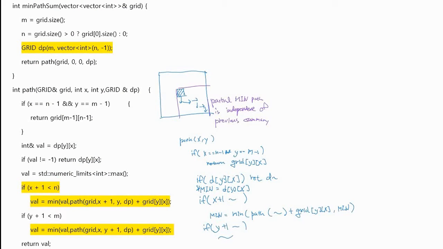Okay, let's see the code. This is the implementation of path function. As you can see, the path function is called recursively for the right side and the downside, and the memoization technique is used using the dp array, which is a two-dimensional array indexed by y and x. If the current location x, y equals n minus 1 and n minus 1, which means reaching the destination, it returns the cell value of the position.